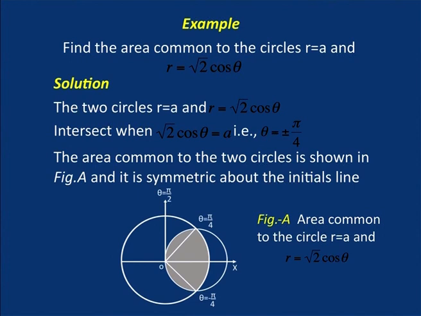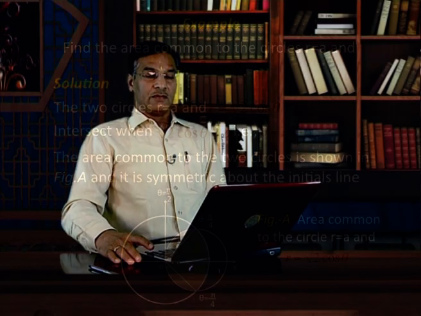Therefore, theta is equal to pi by 4 in the positive quadrant and minus pi by 4 in the negative quadrant. So, the limit here is theta = minus pi by 4 to plus pi by 4, as shown in the figure. Thus, the area of the curve is given by the integral from theta = minus pi by 4 to theta = pi by 4 and r = 0 to a, r dr d theta, that is equal to the integral from minus pi by 4 to pi by 4.